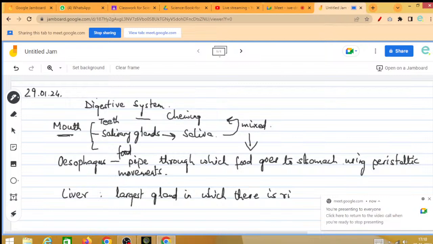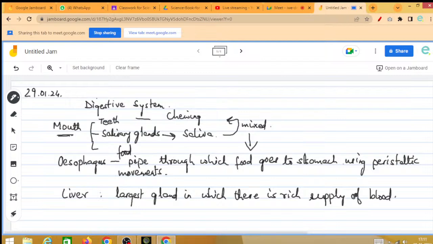Its main function is the storage of glucose. Is the main function the supply of blood? Its main function is storage of glucose. Okay.